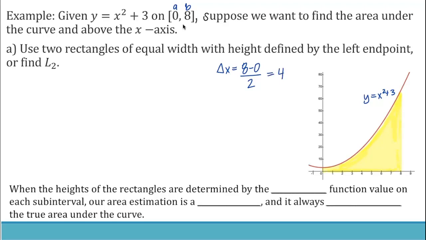So my first rectangle's width is going to extend from 0 to 4 on the x-axis. And now we're told that the height is defined by the left endpoint. So the left side of this interval is at x equals 0.